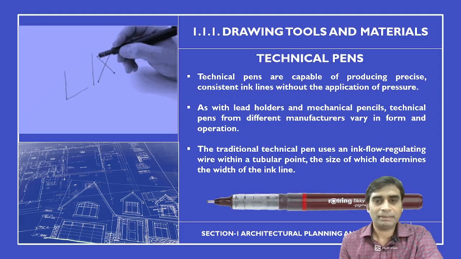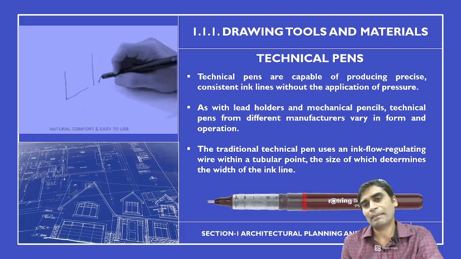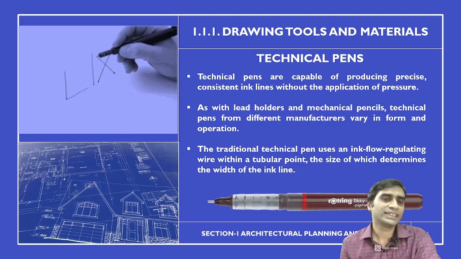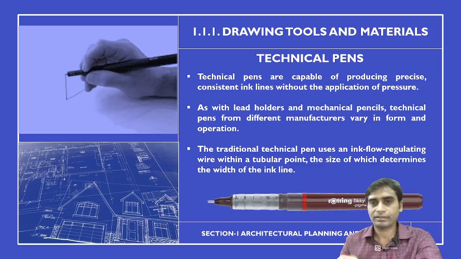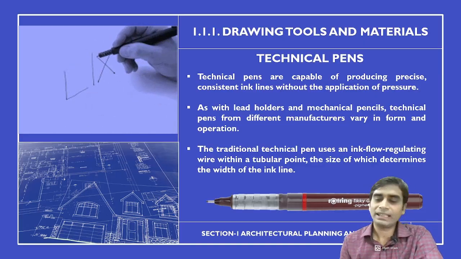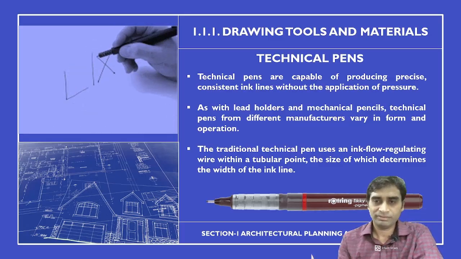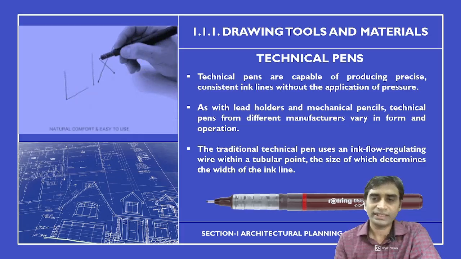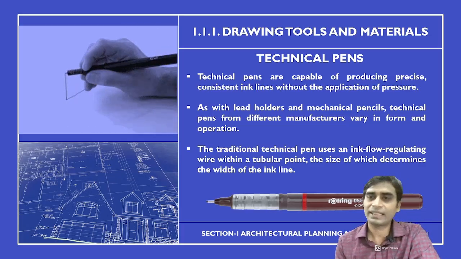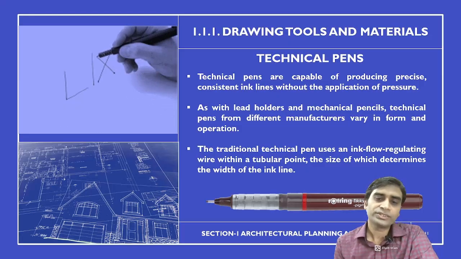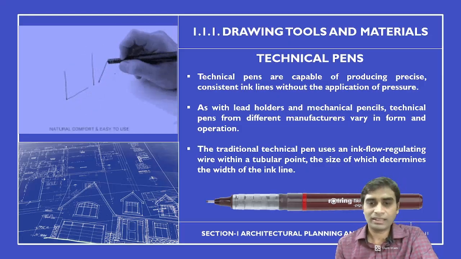Now the technical pens. Technical pens are capable of producing precise, consistent lines. Generally we used to make fair drawings with them. Even currently in NASA, when students send their sheets, technical pens are used. So you must be knowing the Rotring and others.